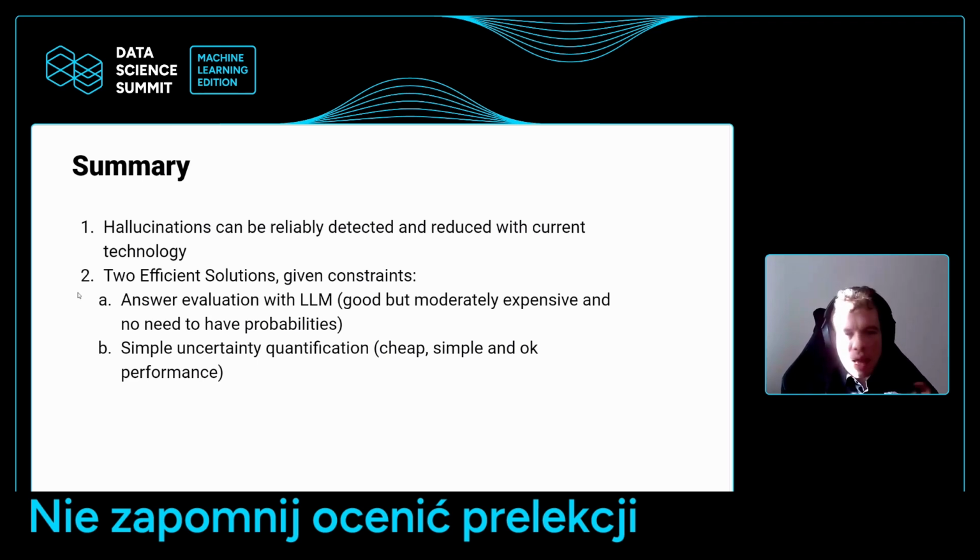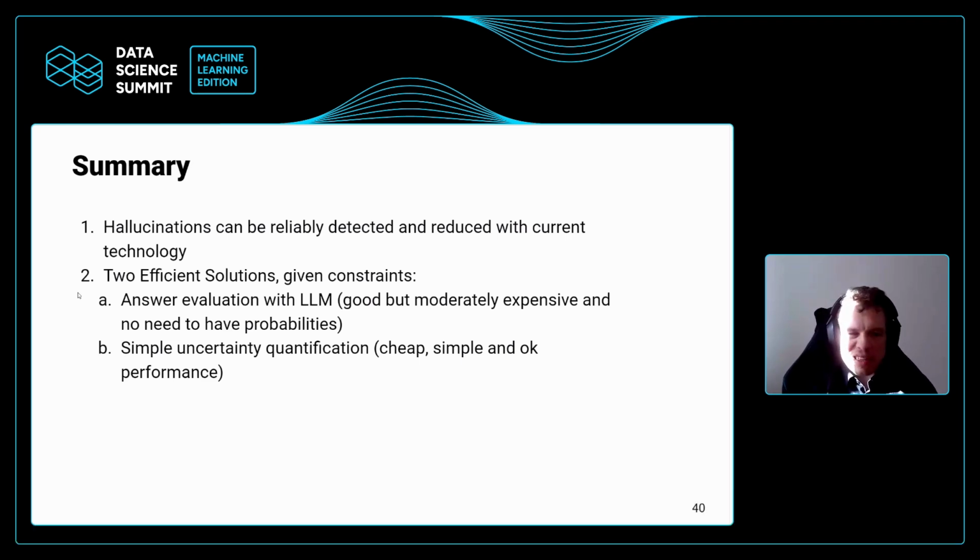You can either just evaluate the answer with an LLM. It's good, it's moderately expensive. We don't need to have probabilities, we can work with closed source LLMs. Or we can just do simple uncertainty quantification, when we just look at, let's say, average probability per sentence. It's very cheap, it's very simple, very easy to understand, and it gives okay performance.